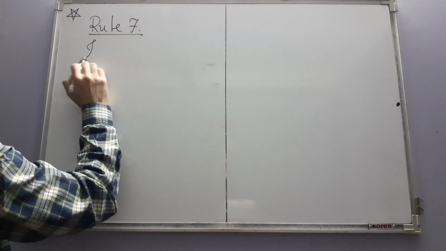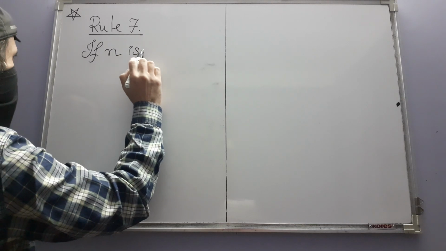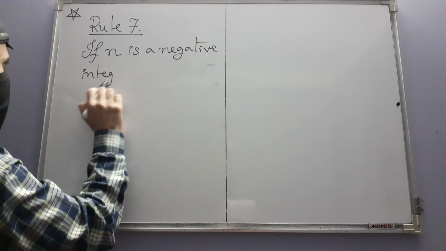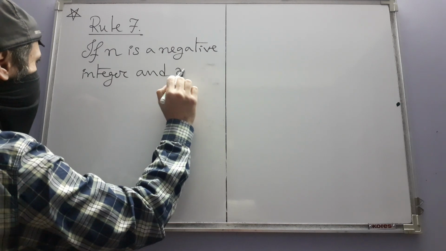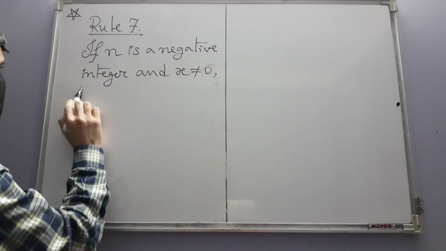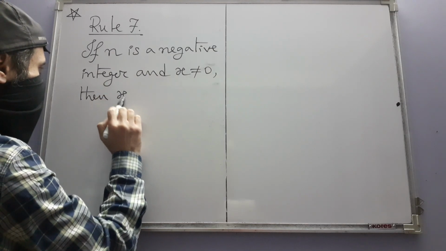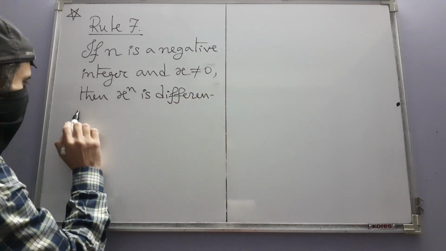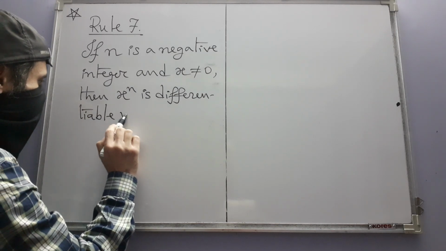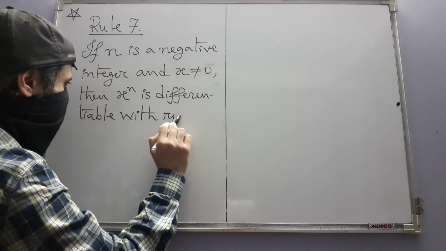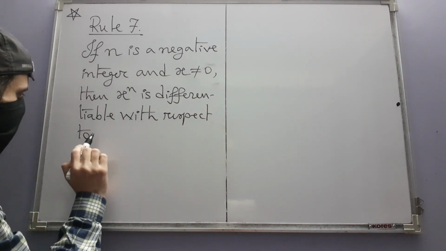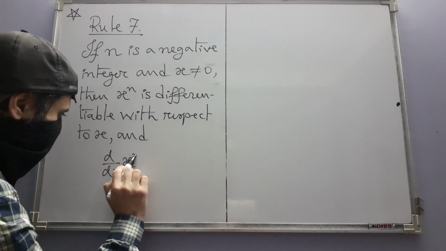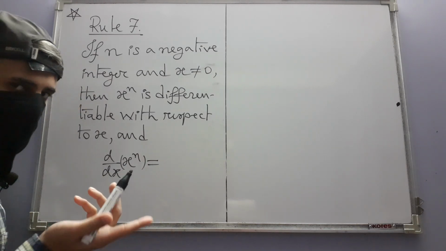And it's like this. If n is a negative integer and x is non-zero, then x to the power n is differentiable with respect to x, and the derivative of x to the power n with respect to x, it's just like the one with positive exponent.